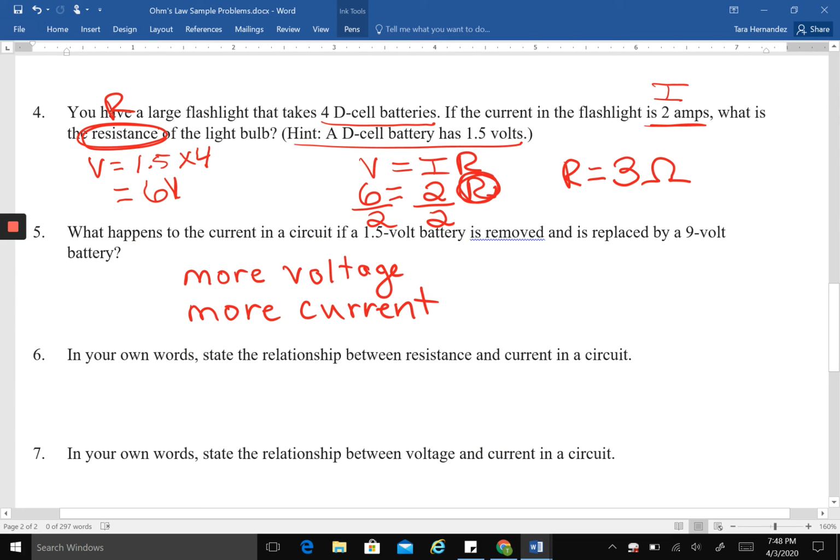And it says state the relationship between resistance and current in a circuit. Now, resistance decreases the ability of the current to flow. So if I have more resistance, the charges in the circuit can't move as well. It's kind of like having resistance, the friction in a circuit. So more resistance, less current.